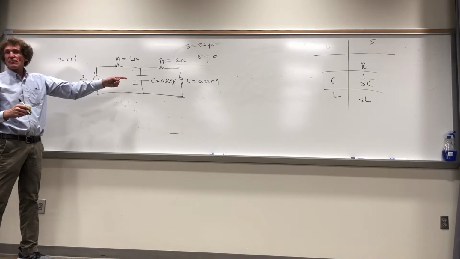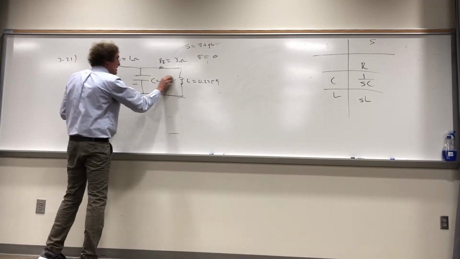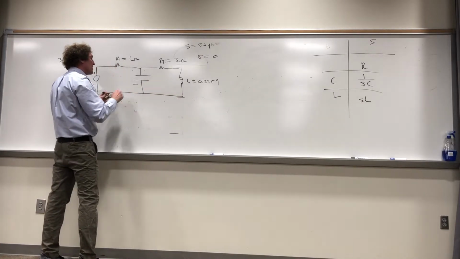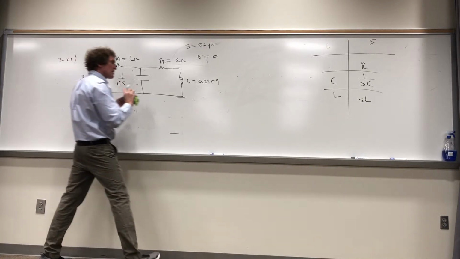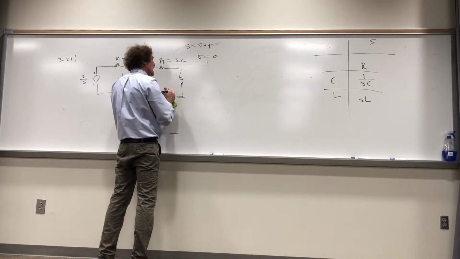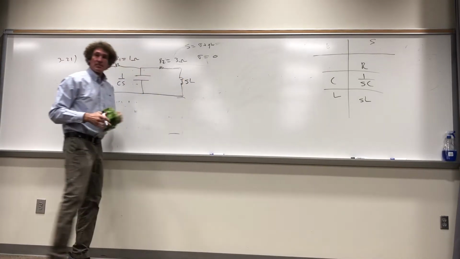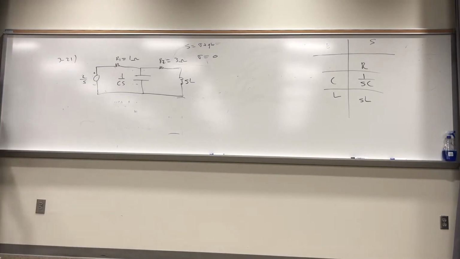The impedance is 1 over cs. I'm not even going to bother with the values. So this impedance right here is 1 over cs. Don't even worry about the values. The impedance of this one is s times L, correct? And the impedance of R up there is 3 ohms.